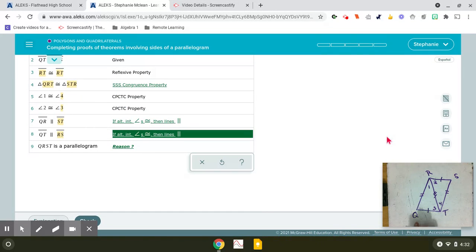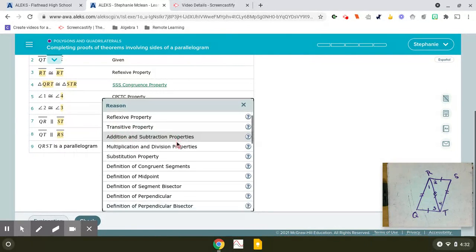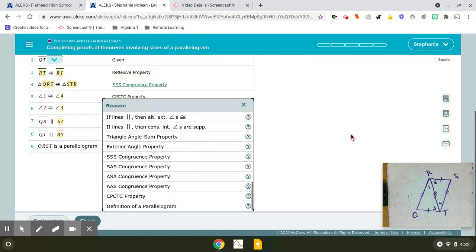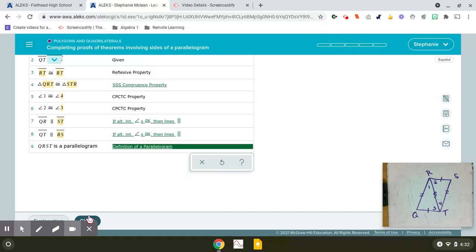Now the definition of a parallelogram is that the opposite sides are parallel and congruent. So these two lines are parallel and those two lines are parallel. Therefore, by the definition, QRST is a parallelogram. All right.